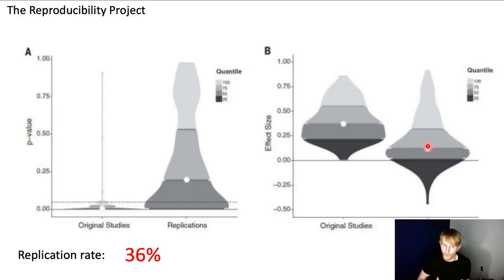As a science, we want to be able to predict behavior, and here we're saying when we do things in the open, when we pre-register our methodology and hypotheses, we get 36%. Most of our studies don't replicate.